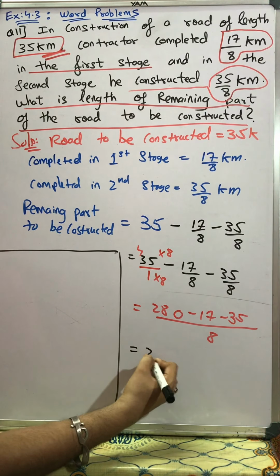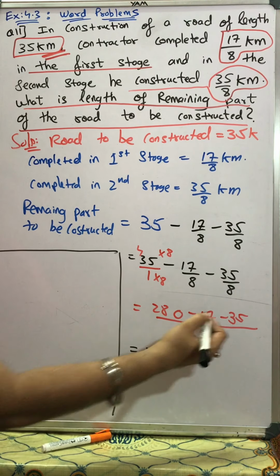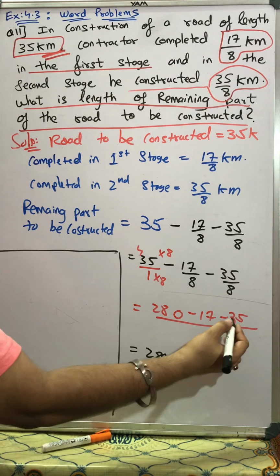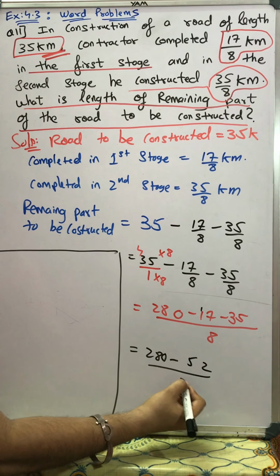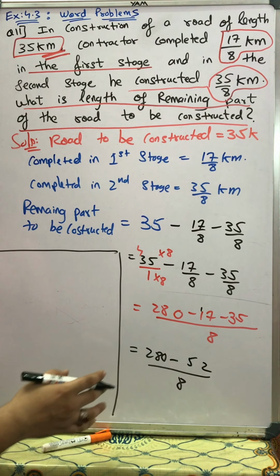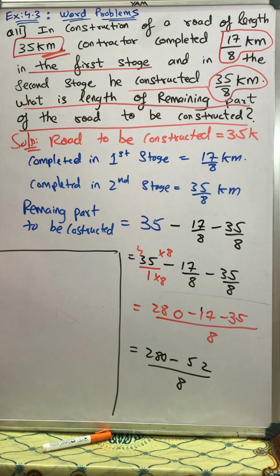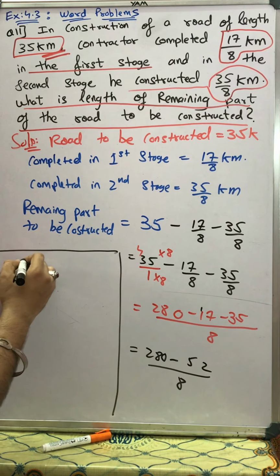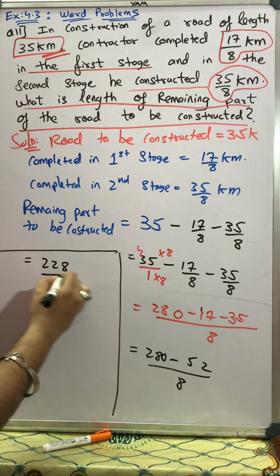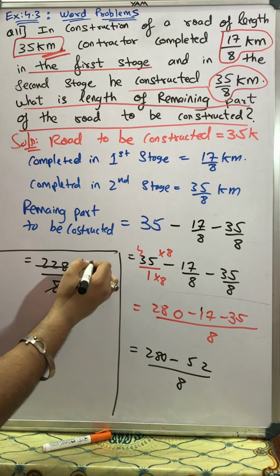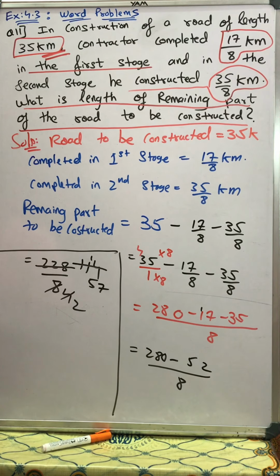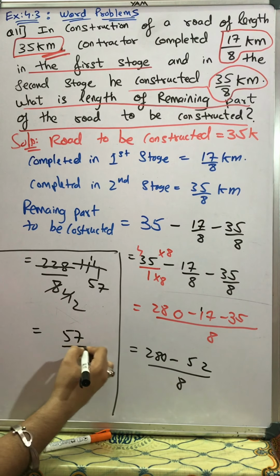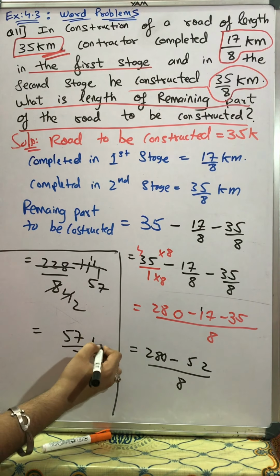Great. 280 is positive as it is. Minus minus becomes plus; the sign of the bigger number is minus. So 5 plus 7 is 12. Carry 1. 3 plus 1 is 4, plus 1 is 5. 52 upon 8. Now we need to deduct 52 from 280. It will be 228 upon 8. 2 fours are 8, 2 twos are 4, 2 fives are 10, 2 sevens are 14. So what is the final value we get? 57 upon 2. Of course, kilometers.